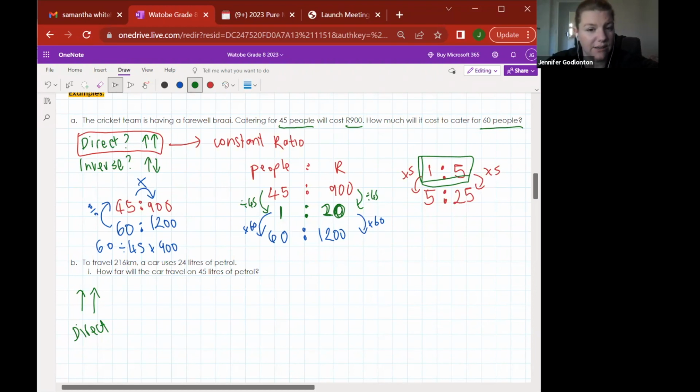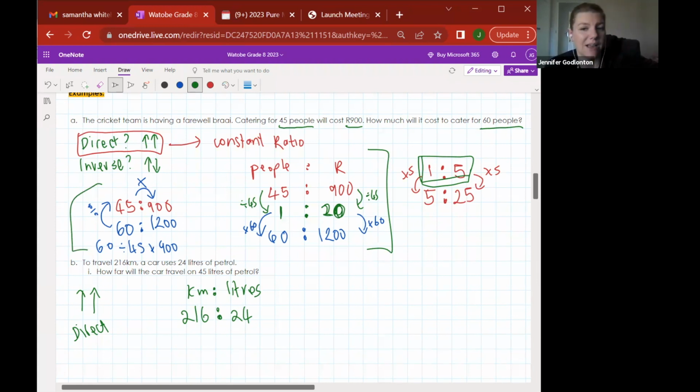They're both increasing. And so now you can use all of the skills that you just learned with the previous question. So we've got kilometers to liters. We've got 216 kilometers to 24 liters. And you can use either method. You can use this method here, or you can use the divide up times over method. I want to know how far will we get on 45 liters of petrol. So I want to know what answer is going to be in that kilometer section.